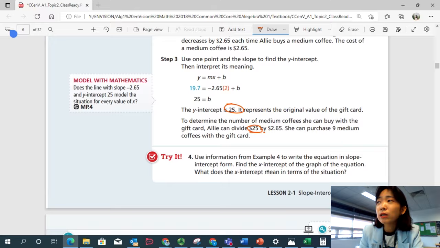And then you're going to find the x-intercept of the graph of the equation. What does the x-intercept mean in terms of the situation? We already kind of talked about it, but see if you can explain that in your own words. Come back when you're ready for answers.